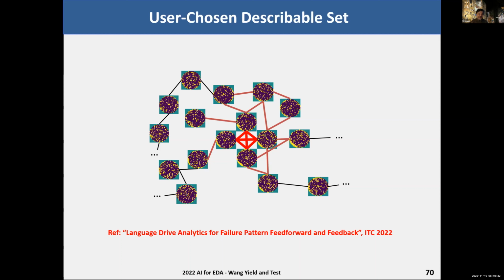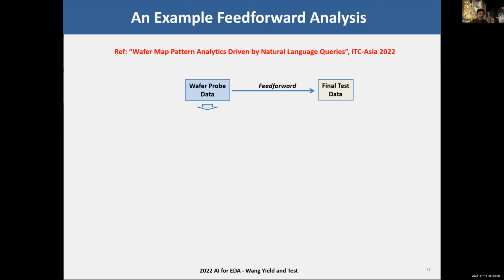On such a graph, for example, we can find a clique, and in the connected component we're showing here, the clique represents an upper bound and a lower bound of what we can describe. For example, in between these 2, the upper bound and lower bound, we can identify a describable set of the wafer maps. So let's take a look at the example in the forward analysis.